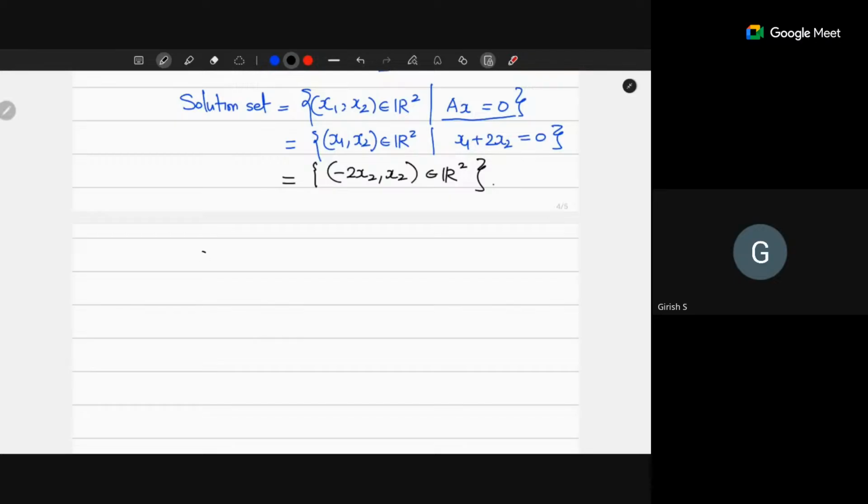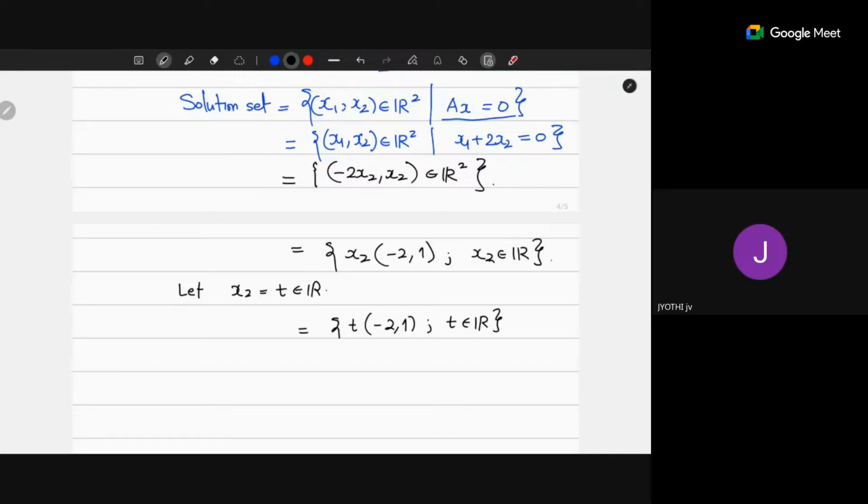In this case you can clearly see that you can take x2 out, and this is just 2 comma 1, where x2 belongs to R. So you can think of x2 as some t variable in R. So it becomes t times 2 comma 1, where t is in R. So it is nothing but the spanning set of 2 comma 1.